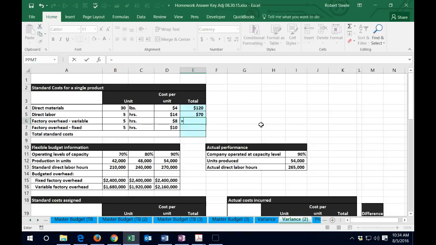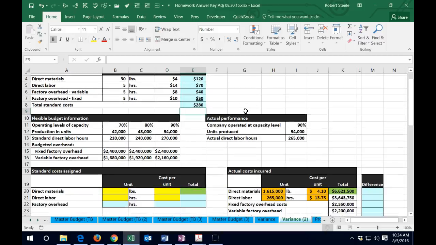Factory overhead, we have a variable portion, which is 5 hours, and we're basing that on the direct labor hours. That's why we have the 5 all the way down, times the 8. And even the fixed portion, we're going to allocate in the same fashion in terms of the 5 hours of hourly wages, and we're going to assign the $10 in this case. So that's going to be our standard cost for the single product. If we sum these up, adding up the 120 down to the 50, that's going to be the 280.